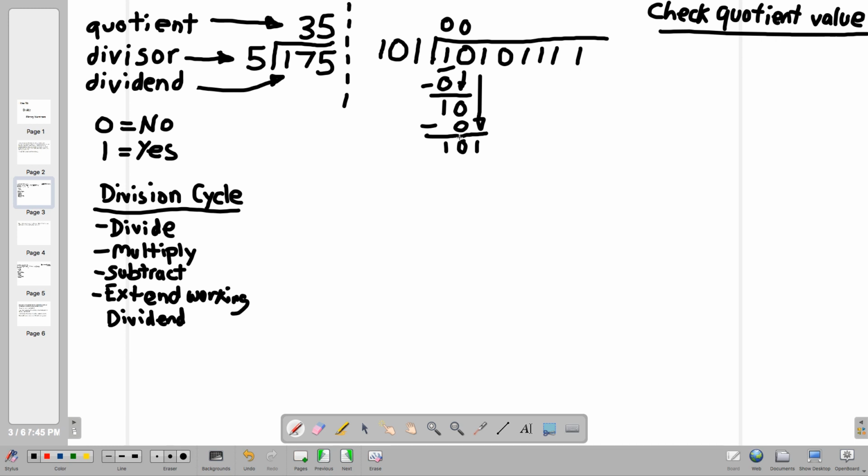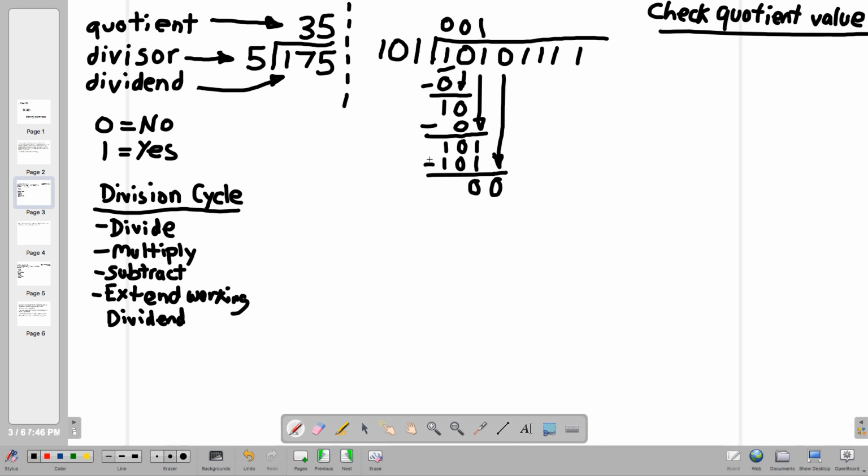Does 5 go into 5? The answer is yes. So we put the value 1 above here. Next step is multiply. 1 times 5 is 5. 5 in binary is represented as 101. Next step is subtract. So 5 subtract 5, you get 0. So next step is extend the working dividend. It says bring this 0 down. And so we have 0 here.